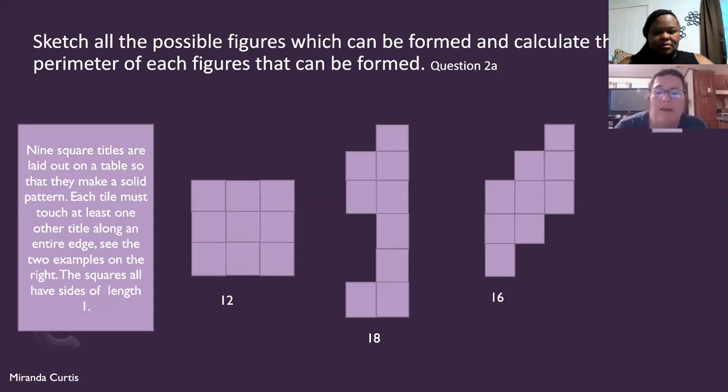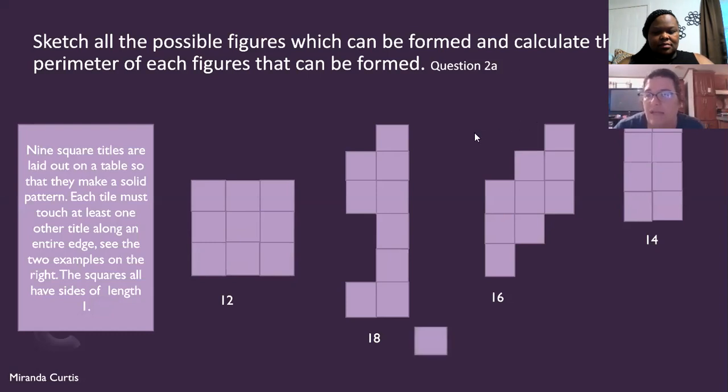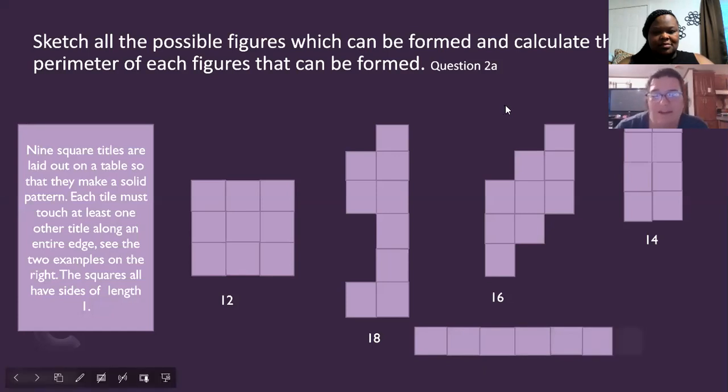Then you have this, which is a zigzag, which is going to be 16. And then this one right here is going to be 14, and you just move one square down. Then you're going to have this long one right here. It's just going to be all squares. I should have just had those flying around. And this is going to end up being 20.